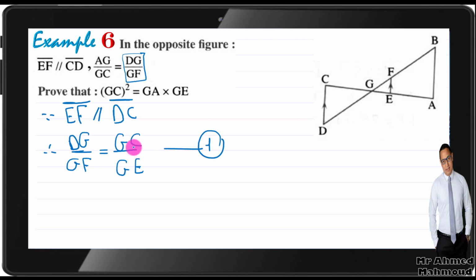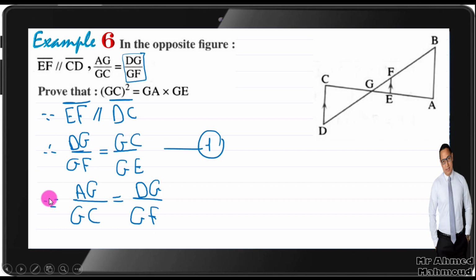And this ratio, GC over GE, I'm going to call it two, since AG over GC equal DG over GF. Note here, this ratio is common: DG over GF equal DG over GF. This ratio is common.